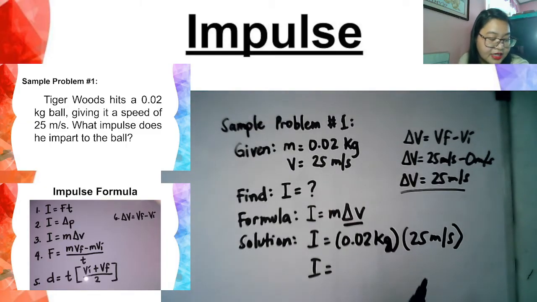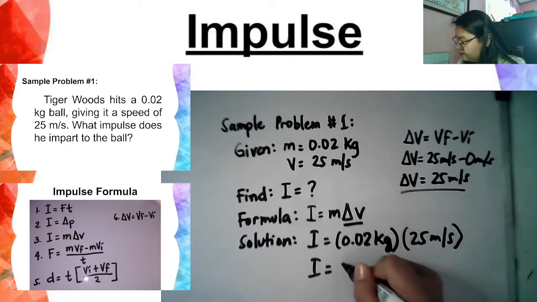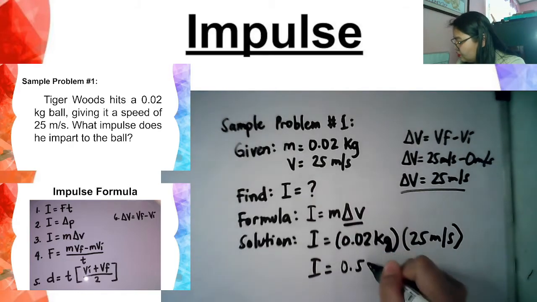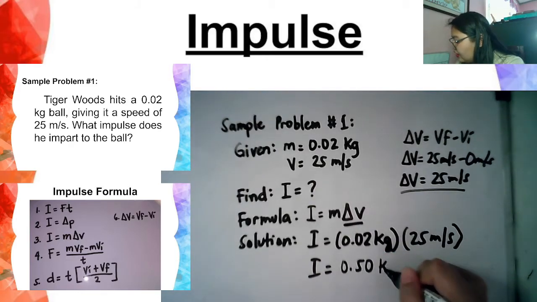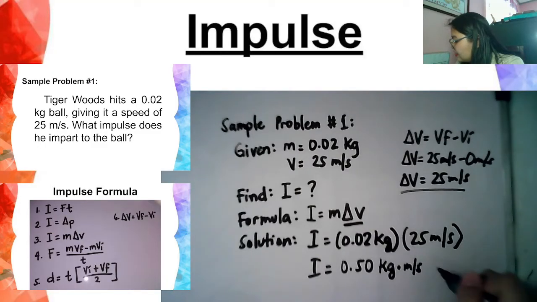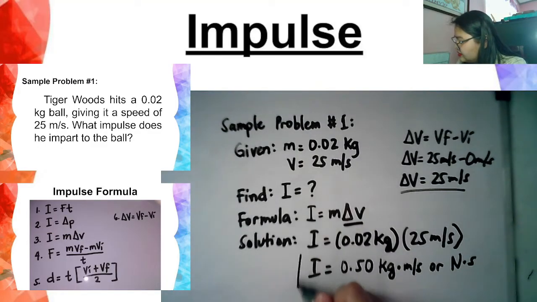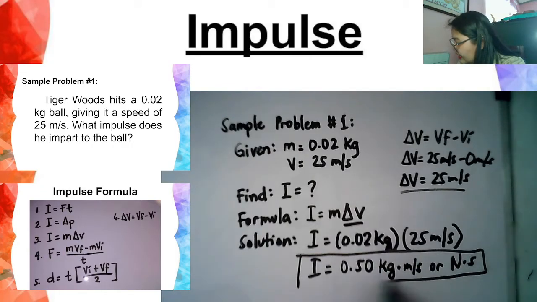You will be getting 0.5 or 0.50. The unit now will be kilogram. Tapos, huwag kakalimutan yung dot ha. Kilogram meter per second or Newton seconds. This is now our final answer.